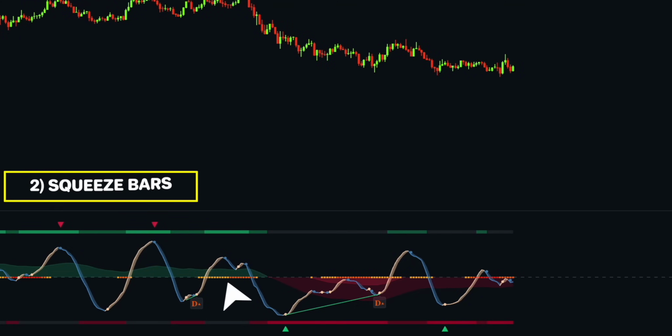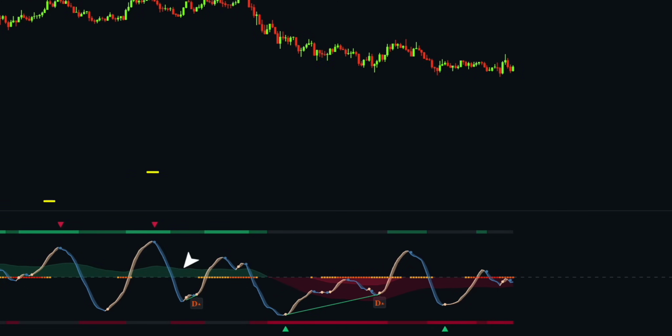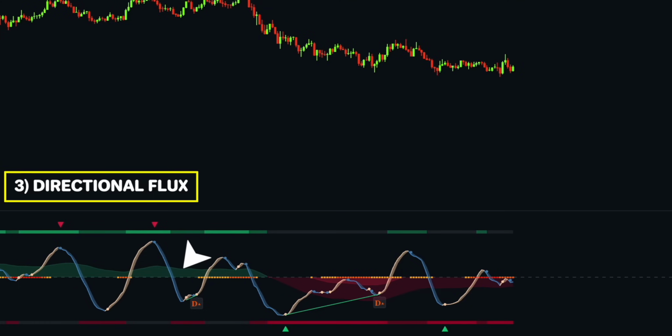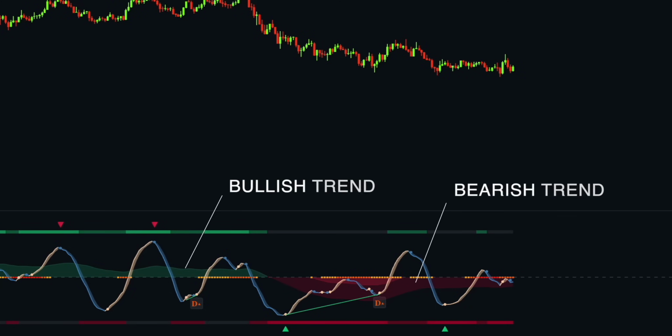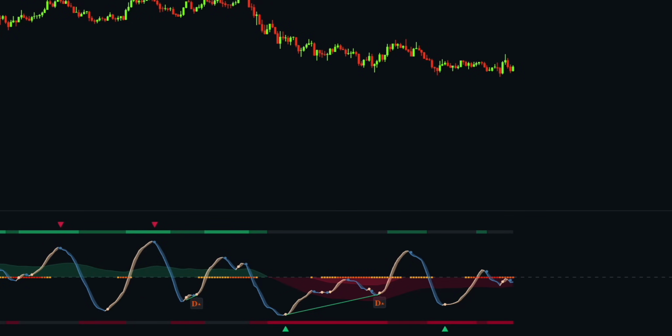The second component is squeeze bars. The original squeeze concept is based on the relationship between the Bollinger Bands and Keltner channel. The third component is directional flux. This component measures the overall direction of price volatility, offering insights into trend sentiment. Presented as waves in the background, it includes an overflux feature to signal extreme market bias in a particular direction, which can signal either exhaustion or vital continuation.